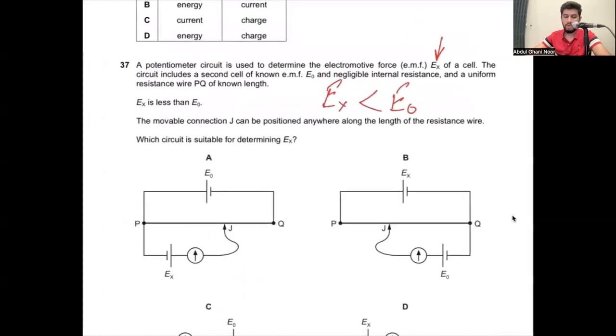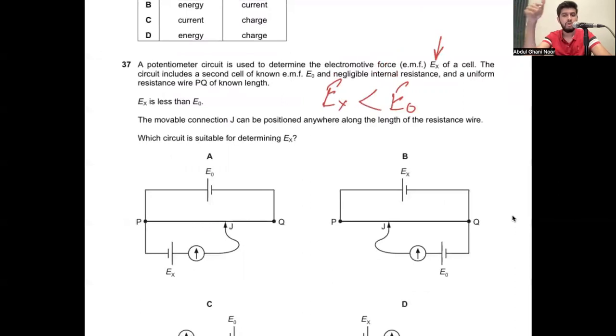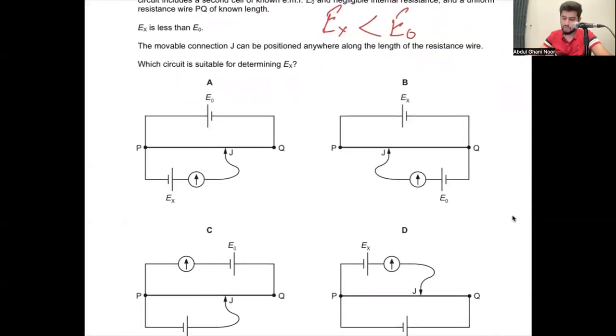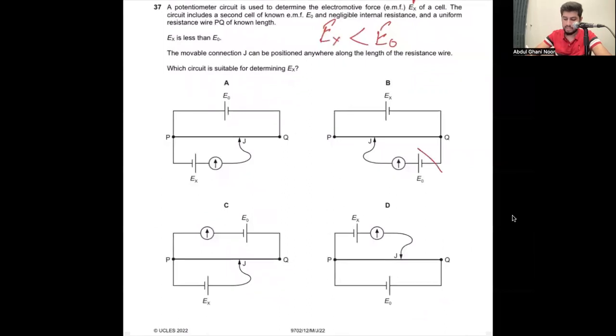Number one, because you want to determine EX, your galvanometer is always connected to EX, your unknown cell. So my galvanometer should be connected to EX, hence B is incorrect, hence C is incorrect, either A or D.